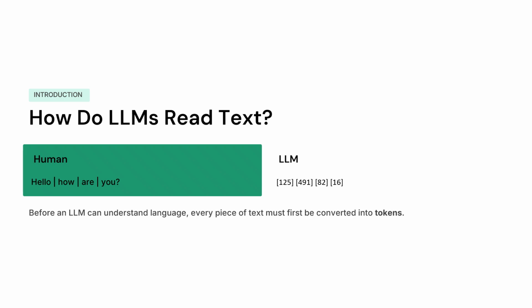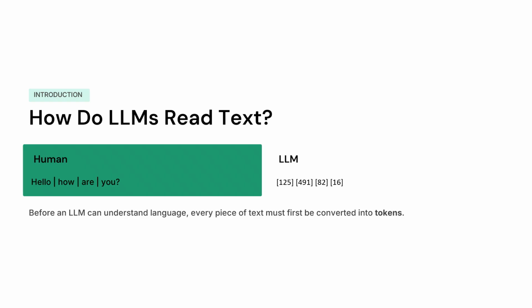In this video, we will learn how large language models like ChatGPT and Gemini actually read text. Before an LLM can understand anything we type to it, it first needs to convert it into something it can process. This process is known as tokenization. So let's see how this actually works.